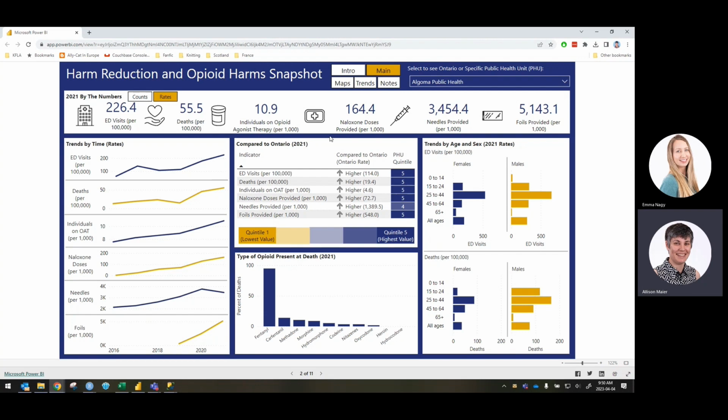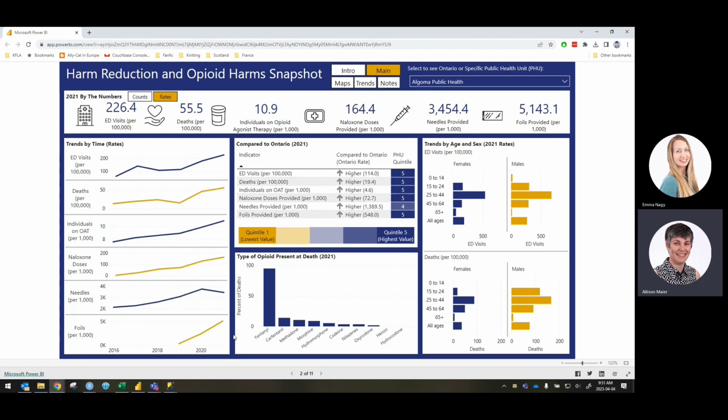We also have in the center box here the 6 indicators and how they compare to Ontario, as defined by plus or minus 10%, as well as their quintile according to the 34 public health units. There is a definition for quintile available on the first page as well, but briefly it shows the lowest and the highest values, and each public health unit is put into one of 5 categories.